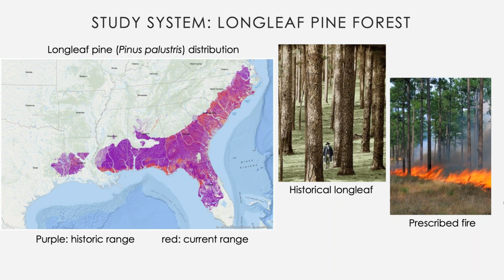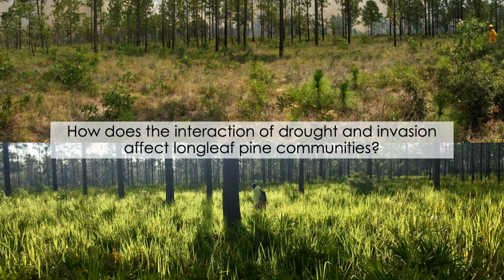And so we had this general question of how does the interaction between a climate change factor, in this case drought, and invasion by a non-native plant species, in this case Kogan grass, affect a native ecosystem such as longleaf pine forest. In the top photo here, you see a really nice, well-maintained longleaf forest here in north central Florida. And then in the bottom, you see a similar type of forest that has been invaded by Kogan grass.